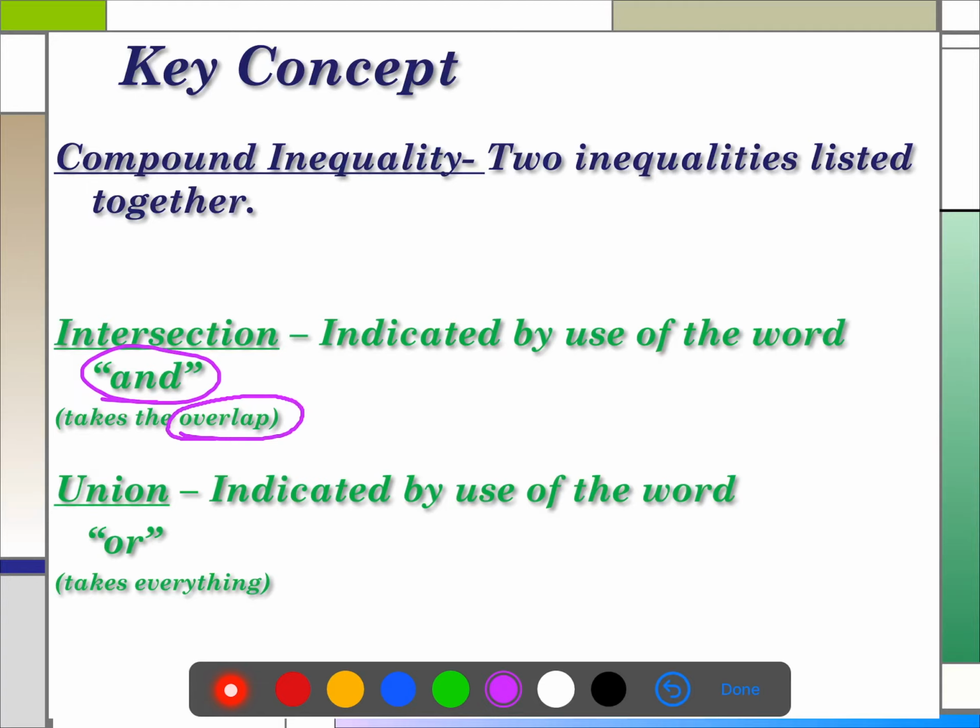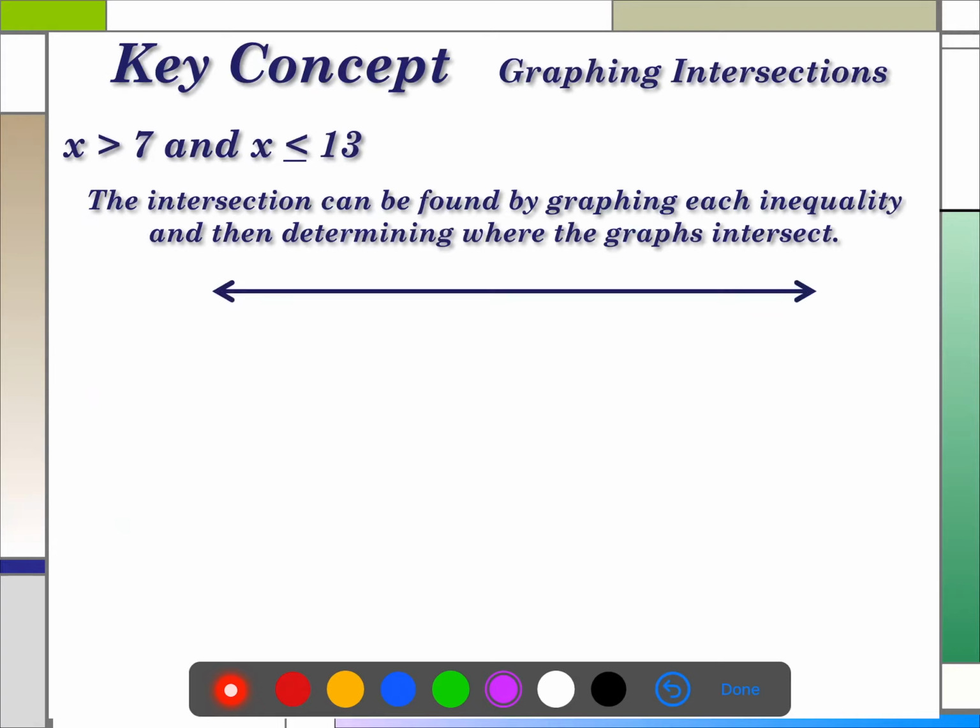So these are just your keywords. I'm going to show you how this all works. So an intersection is an and problem, and it takes the overlap. The other type is a union. And a union takes the keyword of or, and you're going to shade everything that you graph. And again, I'm going to show you how to do all of this. These are just your definitions.